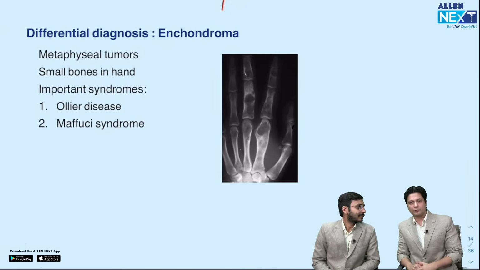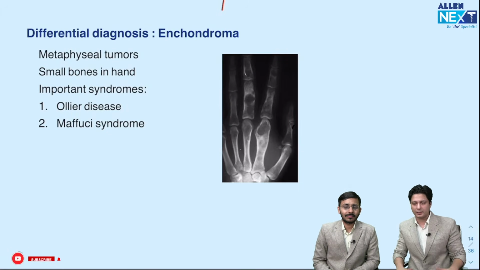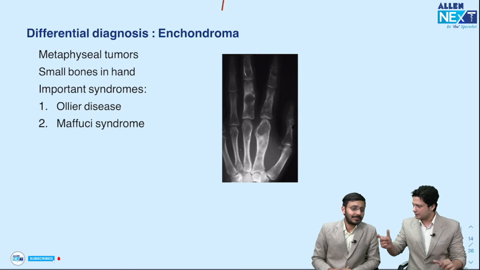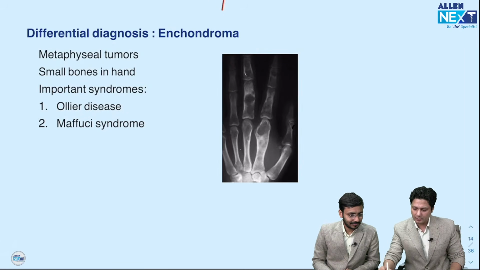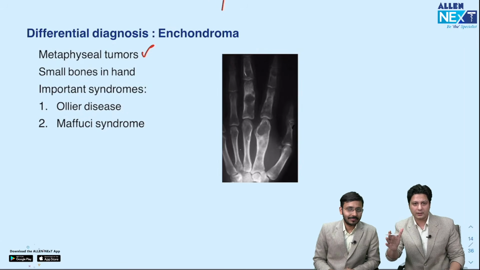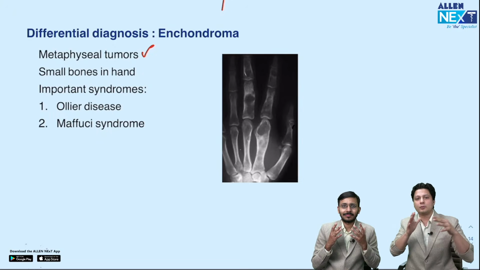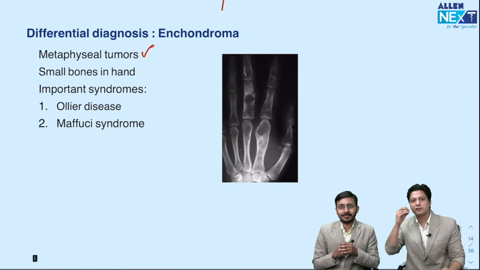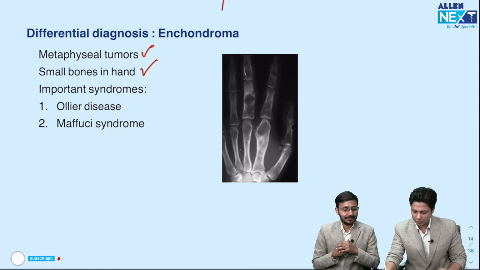Now, another very important differential is enchondroma. These are the kind of tumors which are in trend today. The examiner is asking these kinds of questions one way or another. It's again a metaphyseal tumor, but what is more important is that it involves the smaller bones in the hand, like phalanges and metacarpals, which are the most common sites affected by this tumor.